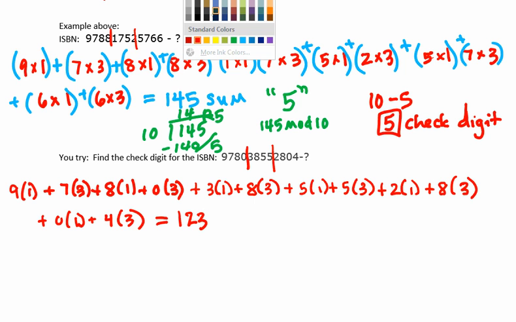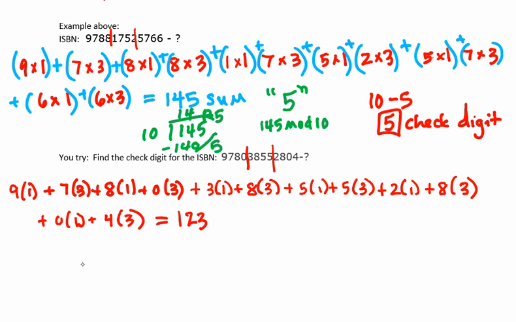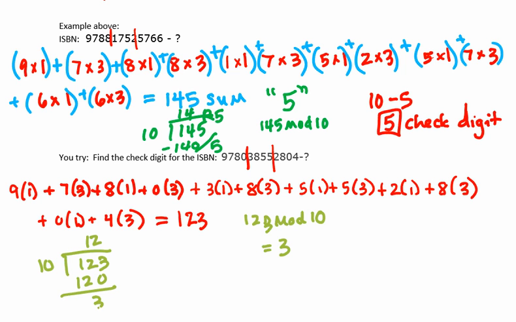The next thing I want to do is find the sum mod 10. So you might be able to say, well, 123 mod 10 is 3, because the remainder after division by 10 would be 3. Or if you want to do the division, it would look something like this. How many times does 10 go into 123? It goes in there 12 times. That's 120 with a remainder of 3. So modular arithmetic gives me the remainder.